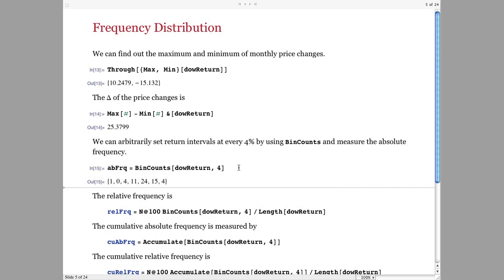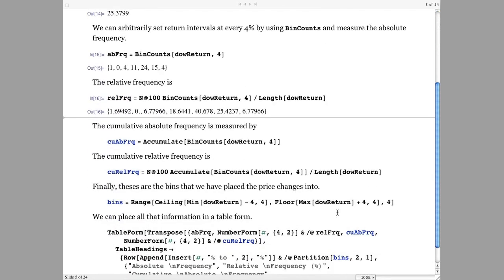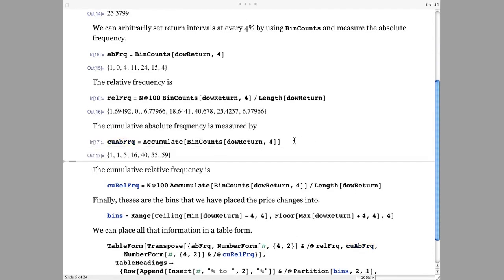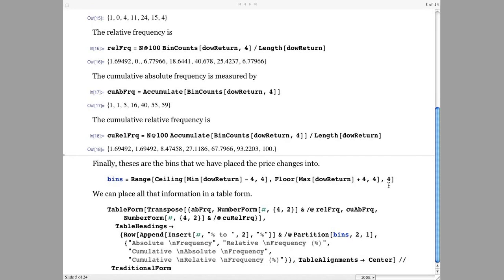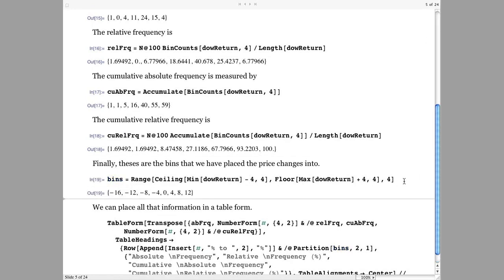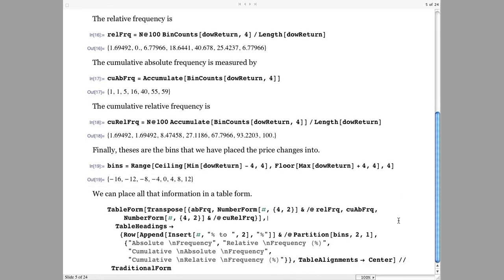Using BinCounts, we can measure the absolute frequency and the relative frequency, the cumulative absolute frequency, and the cumulative relative frequency. Finally, these are the bins that we can place those values within. Let's use a table form to visualize our data.